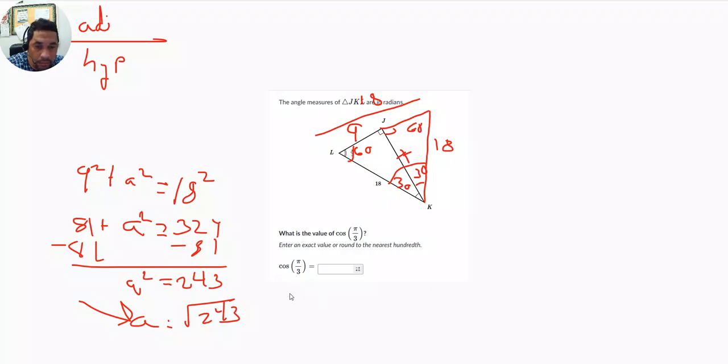So cosine of pi over 3 is adjacent, which is 9, over 18. Now what is 9 over 18? It is simply 1/2 when you reduce it. And this is your value of cosine. Cosine pi over 3 is a half.